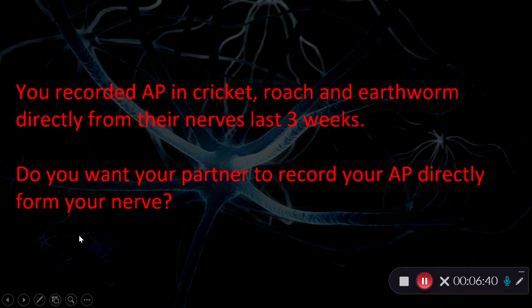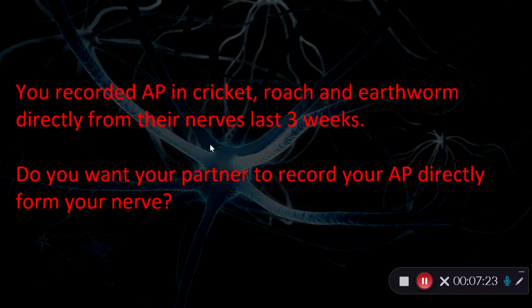Alright, so in the last 3 weeks, we've been recording action potentials directly from nerve cord, from cockroaches, from crickets, from earthworms. We either isolate the nerve cord out or we put a pin electrode to collect signals directly from nerve cord. Well, this week we also need to collect action potentials from nerve cord, but we don't want somebody to isolate our nerve or pin a nerve cord for us.